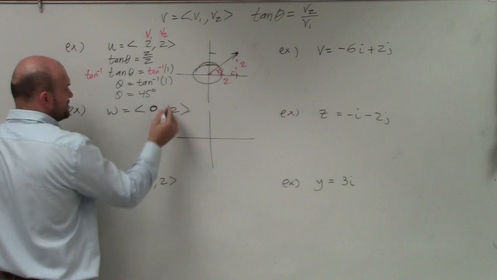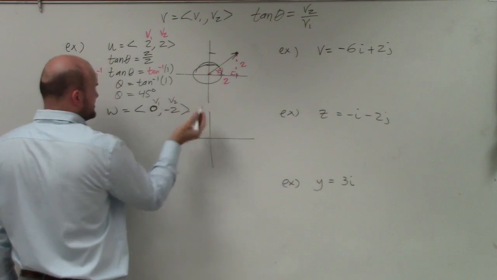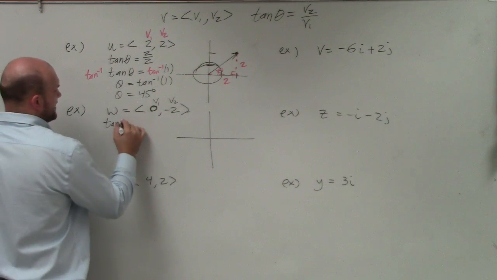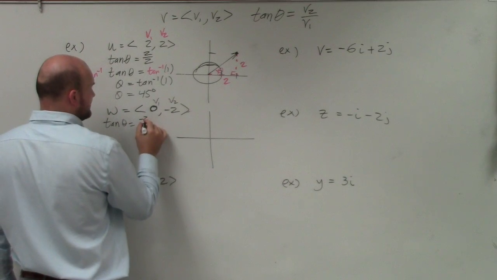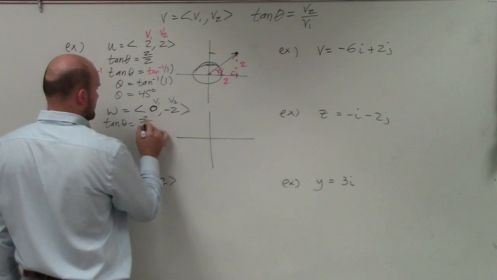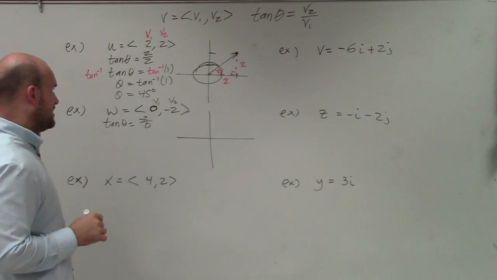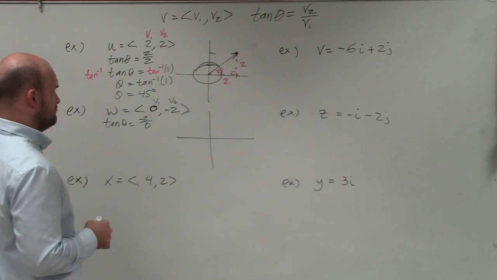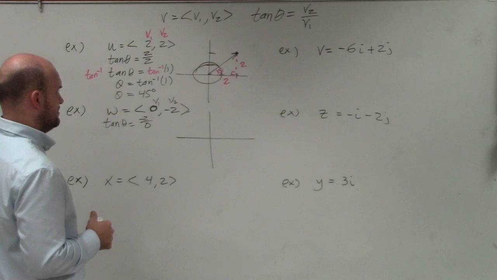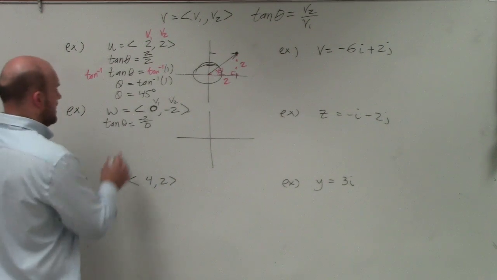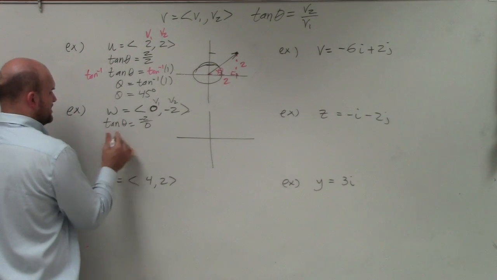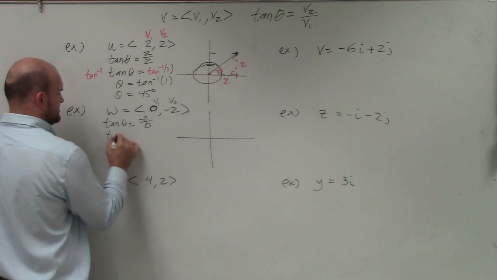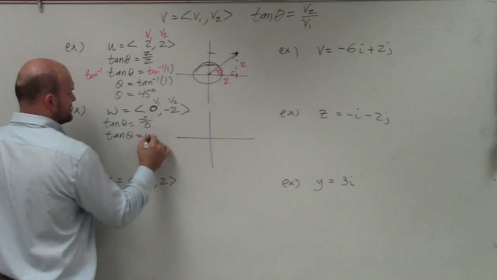So if I was just going to follow my formula, v1, v2, I would just have tangent of theta equals negative v2 over v1, which is 0, negative 2. Negative 2 over 0, which is undefined. So tangent of theta equals undefined.